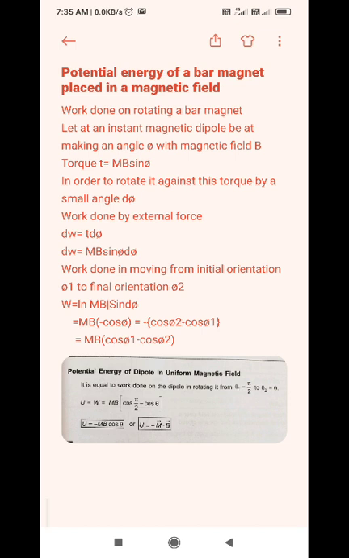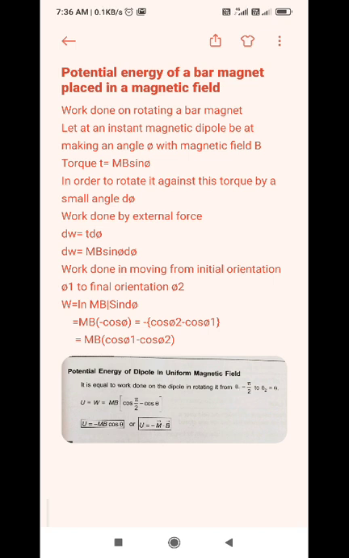If initially it was at pi by 2, and then theta 2 is theta, then we will have MB into cos pi by 2 minus cos theta. So it will be minus MB cos theta, or U is equal to minus M dot B. So the potential energy of a dipole or a bar magnet placed in a magnetic field is given by minus M dot B.